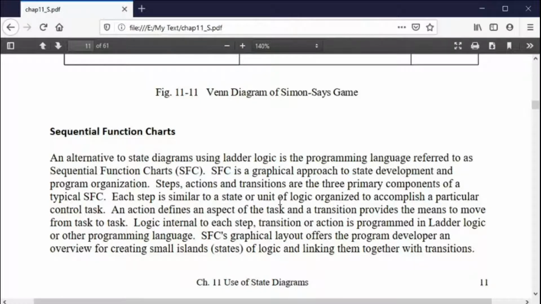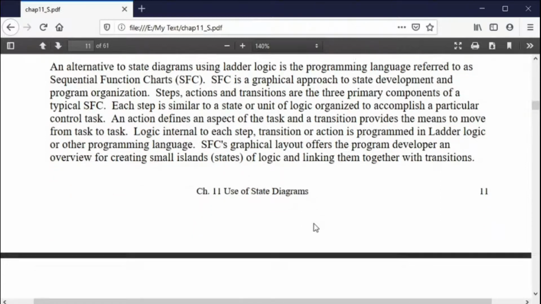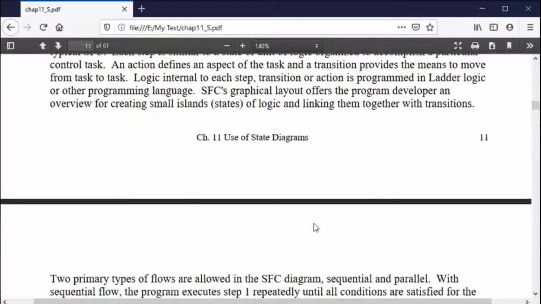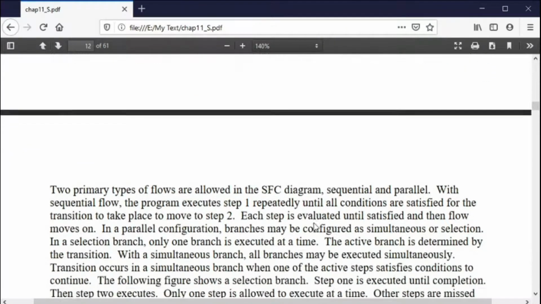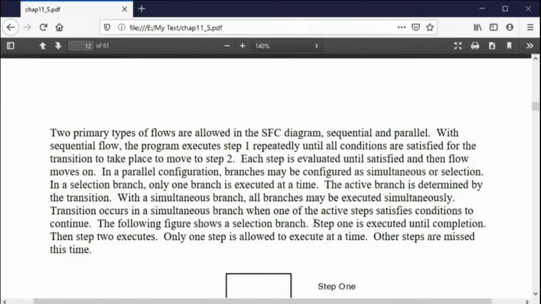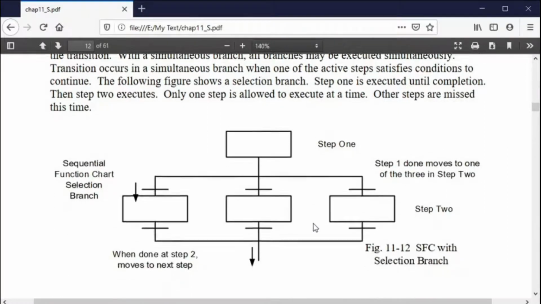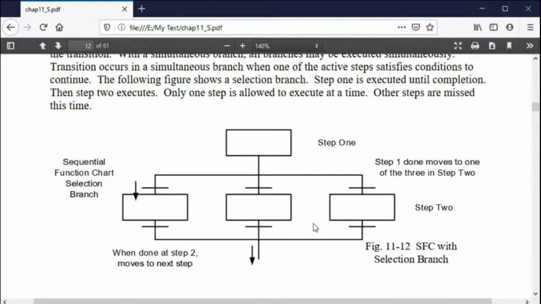Okay, so this gives you a little bit of an idea that SFC is a language. It's not one of the ones that we talk about in this course. It's not one of the ones that's supported by your programming language, but it can be added. It's a separate language that can be added to the PLC, and some people actually do use it. Okay? So here is an example of sequential function charts.